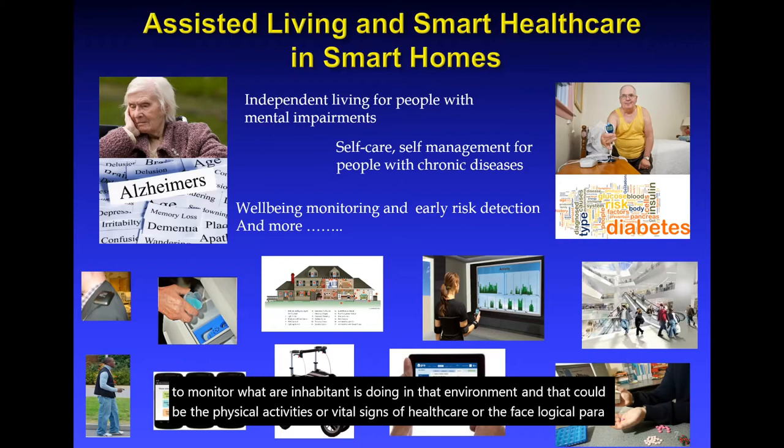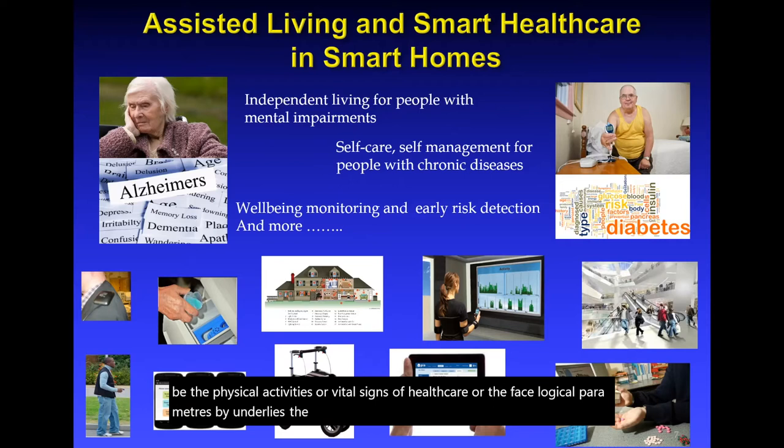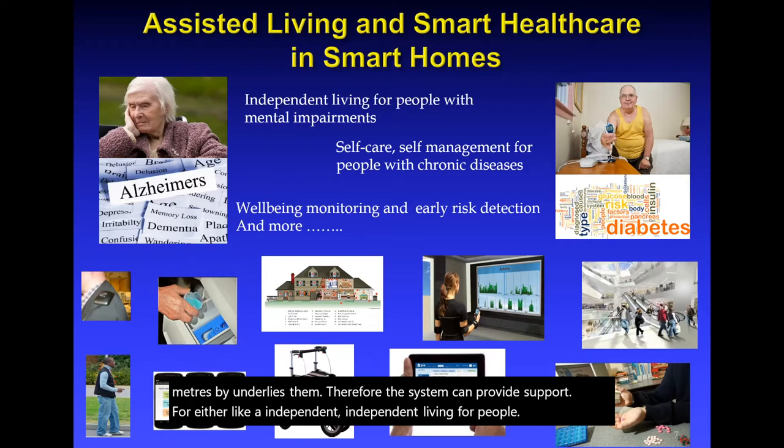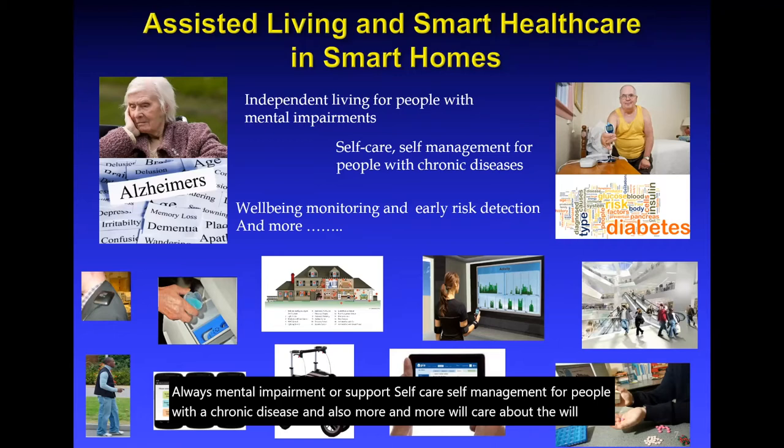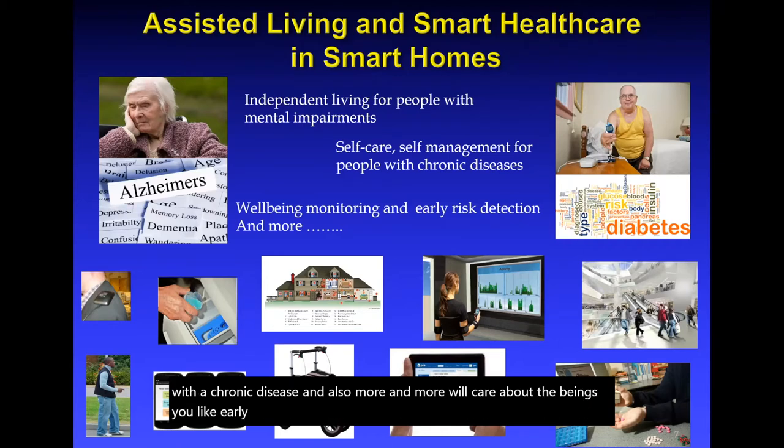By analyzing them, the system can provide support for independent living for people with mental impairment, or support self-care and self-management for people with chronic disease, and also, more and more, we care about well-being, like early risk detection about mental health, depression, anxiety, stress. So it covers all different aspects.